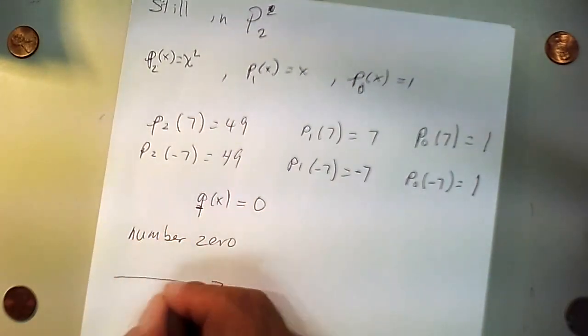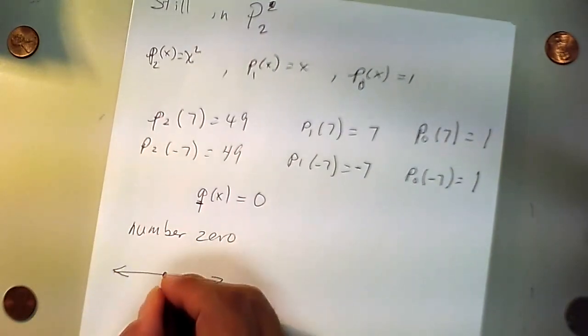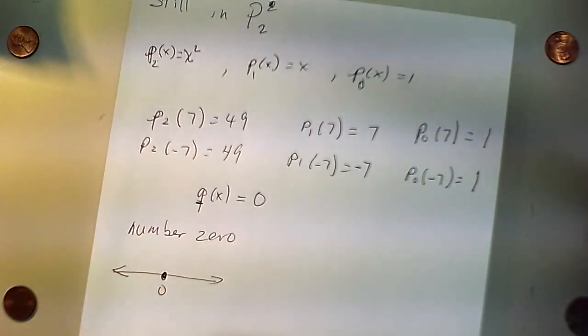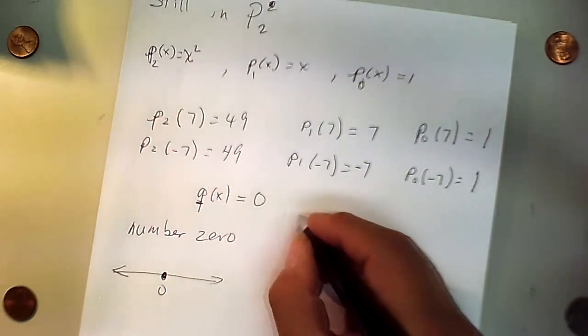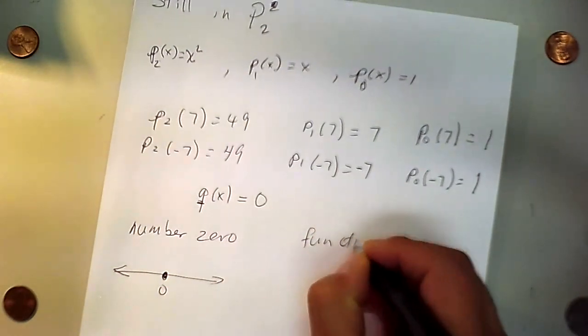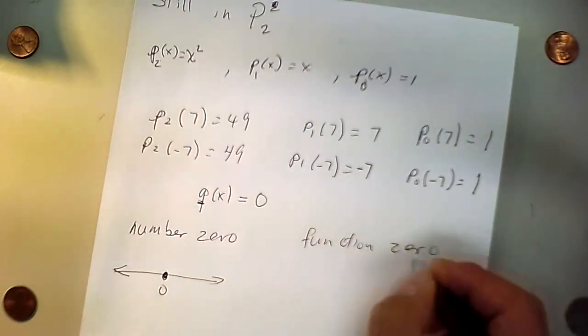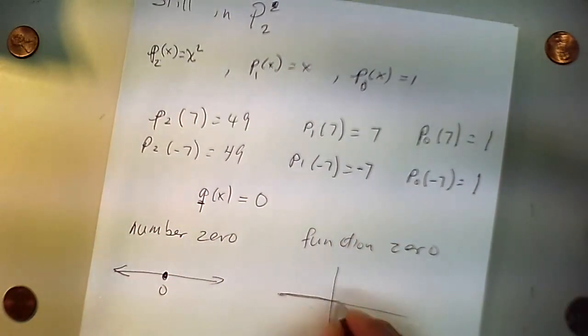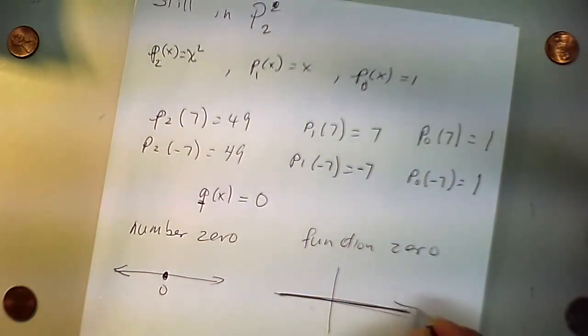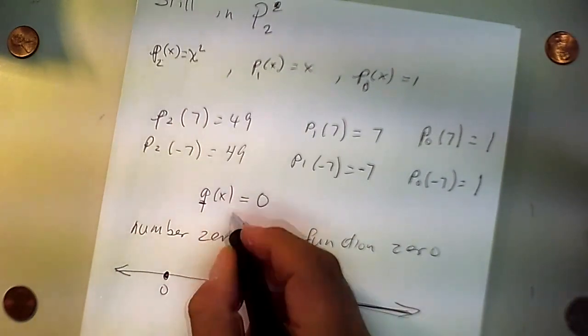we can point to it on the number line. It is a dot. There it is, 0. But Q of x, the function 0, is this line, is the function Q of x equals 0.